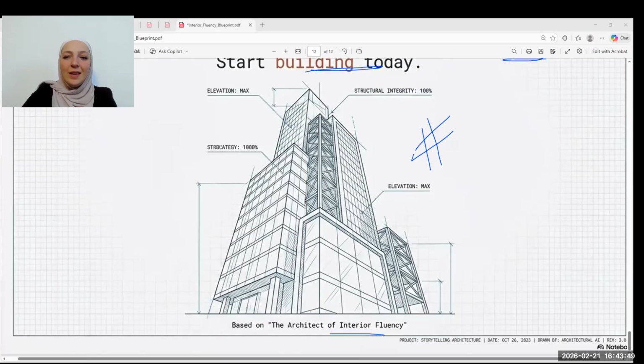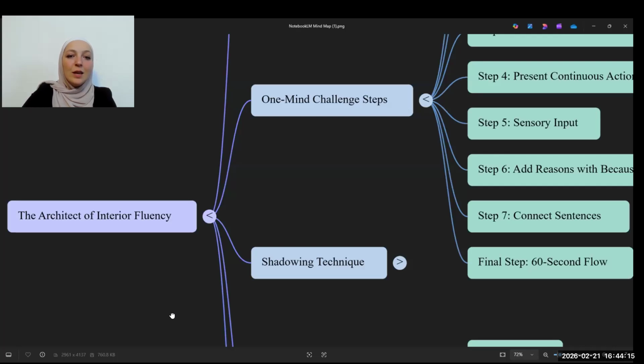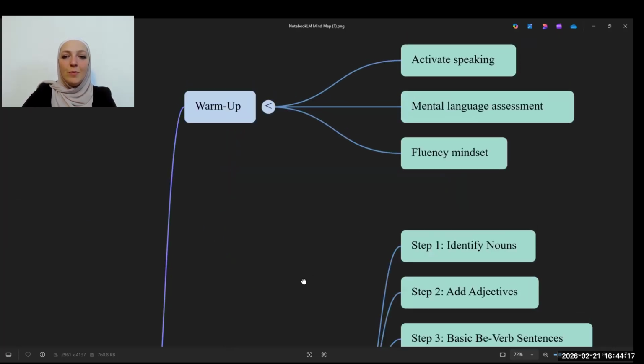warming up, activating speaking, mental language assessment, fluency mindset. I don't know if you guys can see this. Let me stop sharing here and I'm going to share back to this picture. So I was talking here one more time about the architect of interior fluency. We're talking about warming up our minds by activating speaking, collecting items and materials around us.